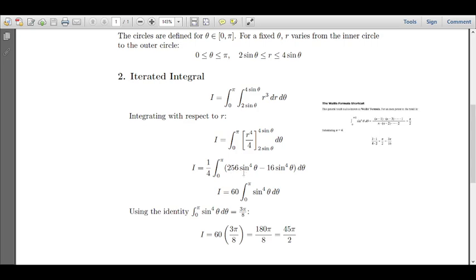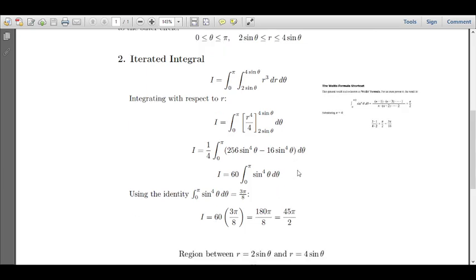Now what does it become? 256 sin power 4 theta minus 16 sin power 4 theta becomes 240 sin power 4 theta by 4. Since 240 by 4 is 60, take this constant 60 out of the integration: 60 times integral 0 to pi sin power 4 theta.